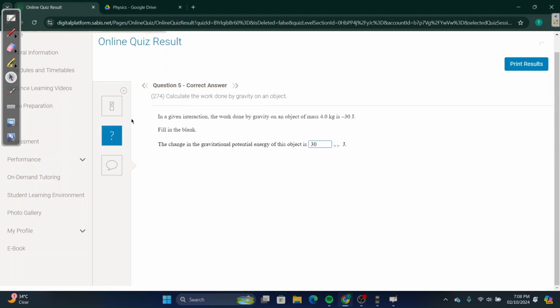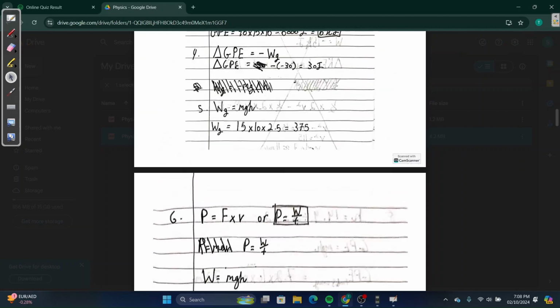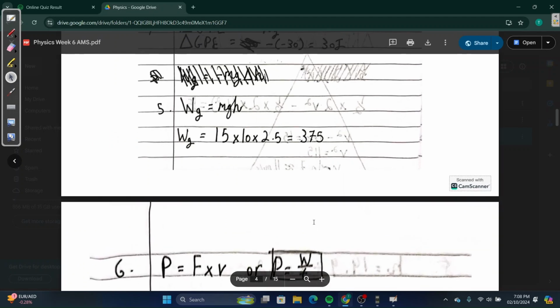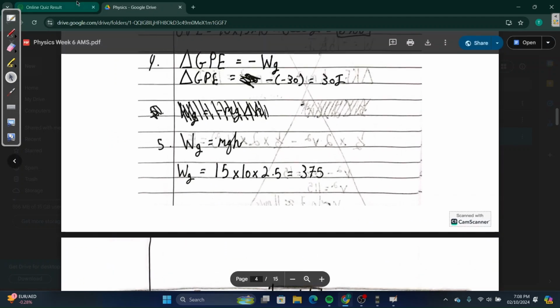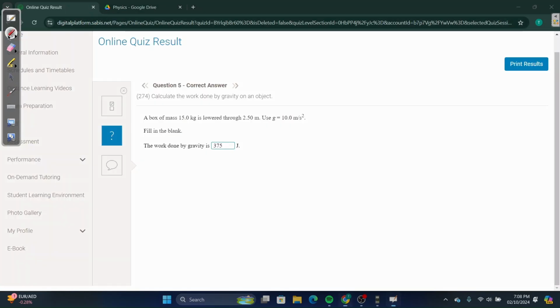So we go on to question 5. A box of mass 15 kilograms is lowered through 2.50 meters. Use g as 10 meters per second squared. Fill in the blank: the work done by gravity is blank. Question 5 is going to be much easier for me to explain on the notes. The work done by gravity is mass times gravity times the height. Why? It's a long derivation, and your teacher should have explained it, so I'm not going to go into it. Just memorize this formula.